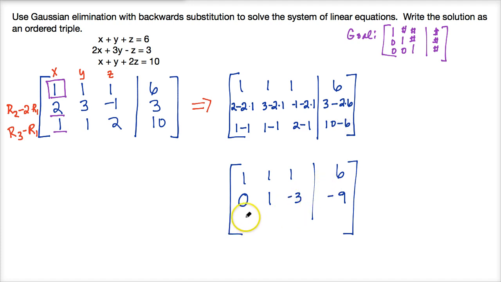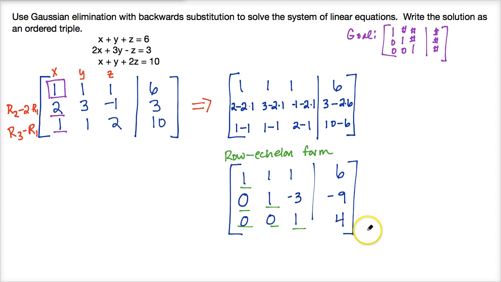Simplifying that, 1 minus 1 is 0. 1 minus 1 is 0. 2 minus 1 is 1. And 10 minus 6 is 4. So this matrix is now in row echelon form, because if we look at the diagonal, we have a 1 along the diagonal for each one of our rows, and then below those 1s we have 0s.